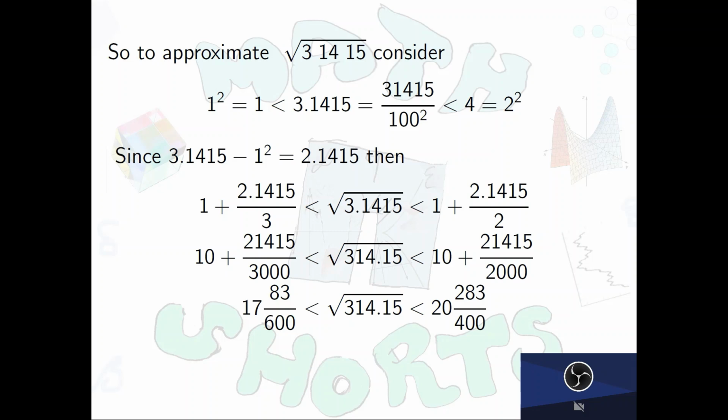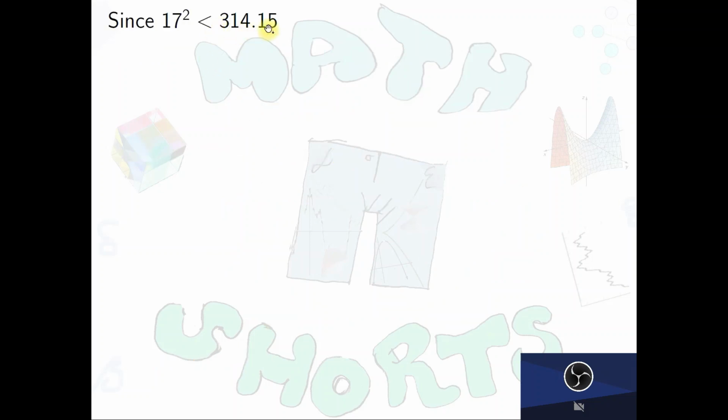314.15 is between 17 and 83/600ths and 20 and 283/400ths, which tells us that 17 squared is less than 314.15. And that would be our next starting point. So starting from there, I'm going to start with 17 squared. I want to approximate 314.15. So I subtract 17 squared, which gives us 25 extra.